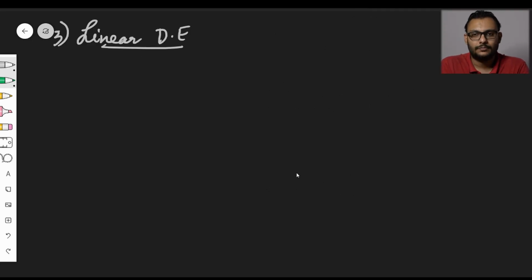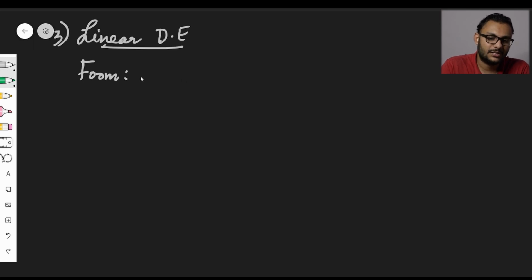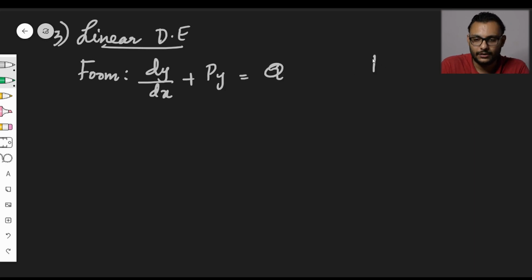Now for the third type, I would like to call it linear differential equation. This is the third type of first order differential equation. A linear differential equation will be of the form dy by dx plus p into y equal to q, where p and q are explicit functions of x only. Keep in mind that p and q do not contain any terms of y. So this is the form of first order linear differential equation.